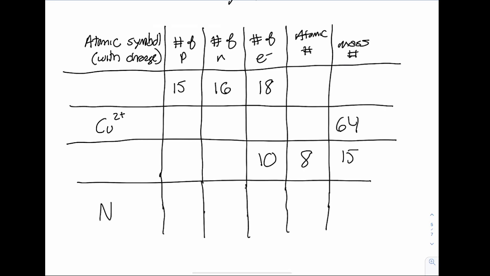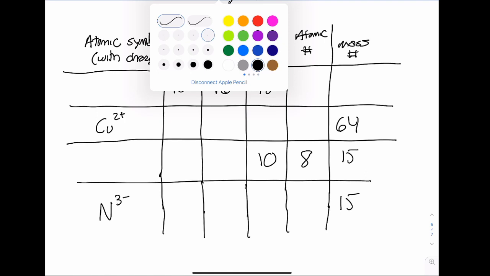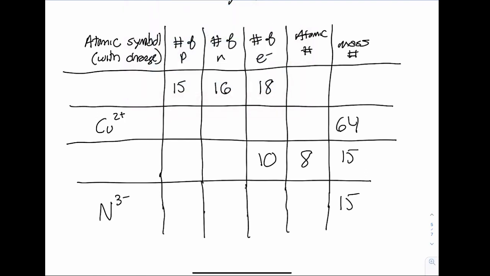Let's do nitrogen. It's a 3 minus. And we'll do a mass number of 15. Okay. So this is one where if you want to pause it and fill in the table and then come back, that would be great.